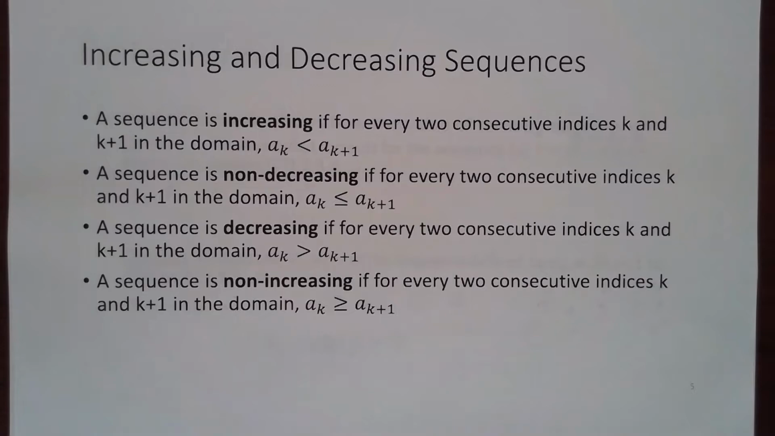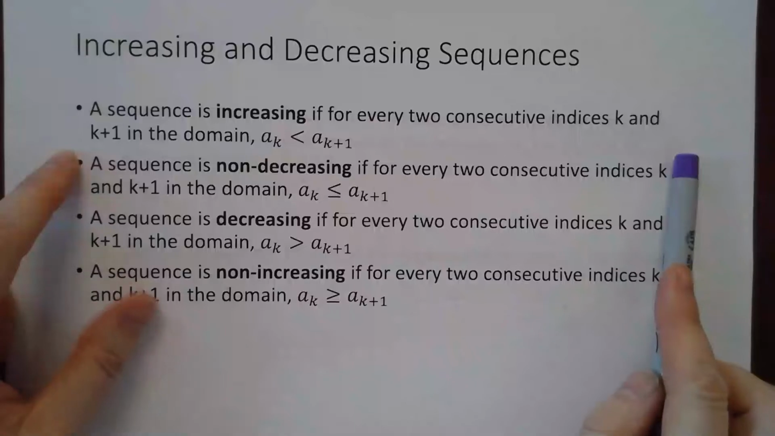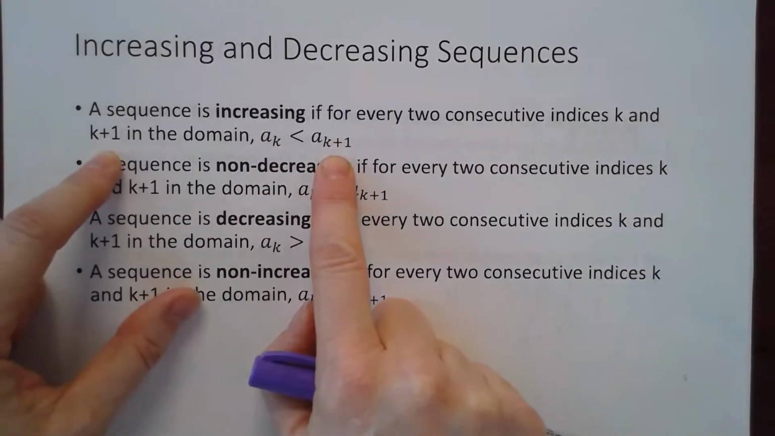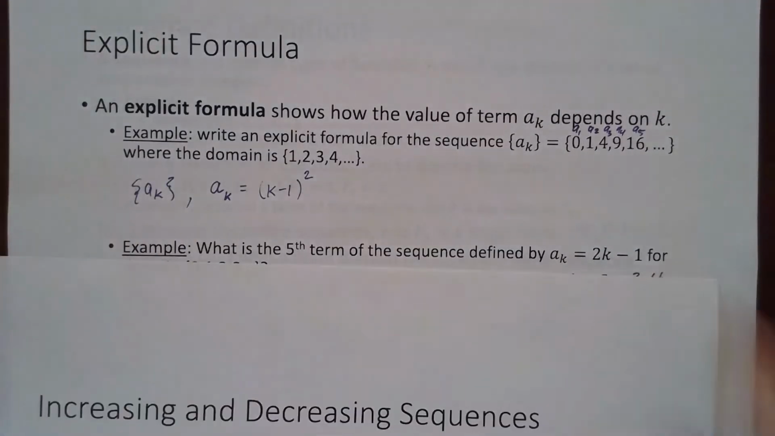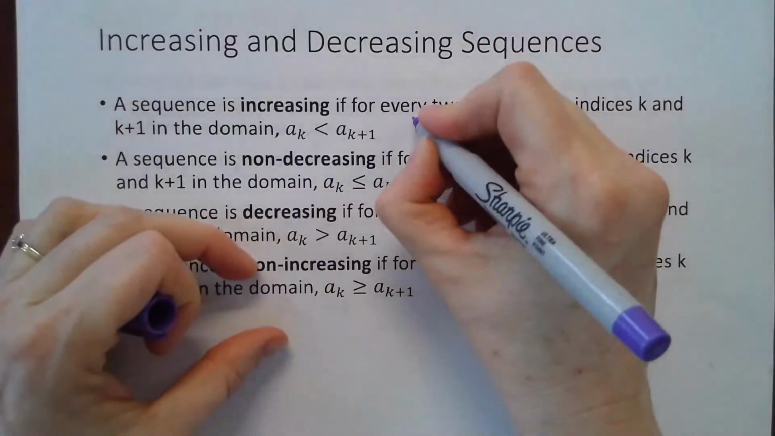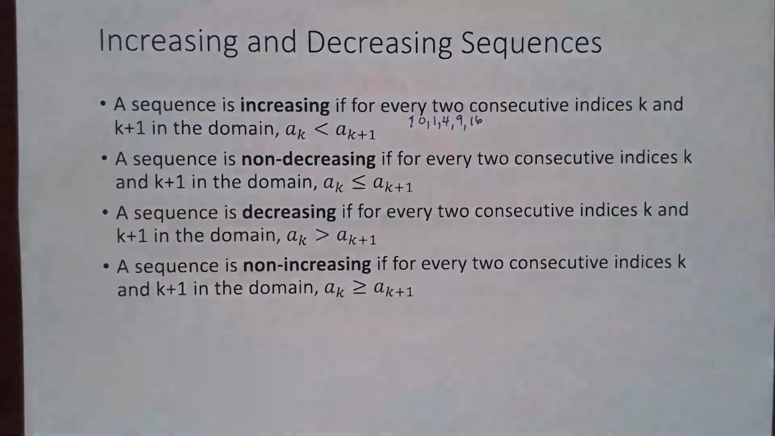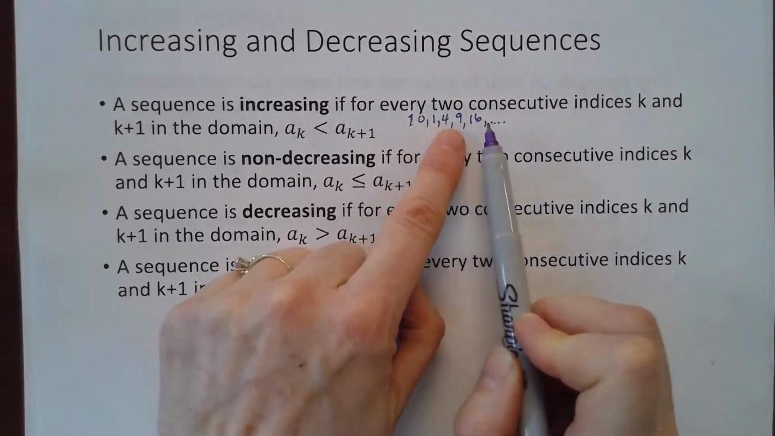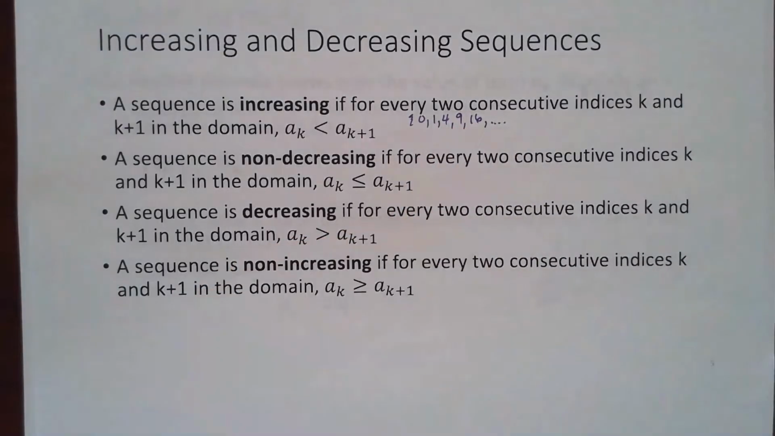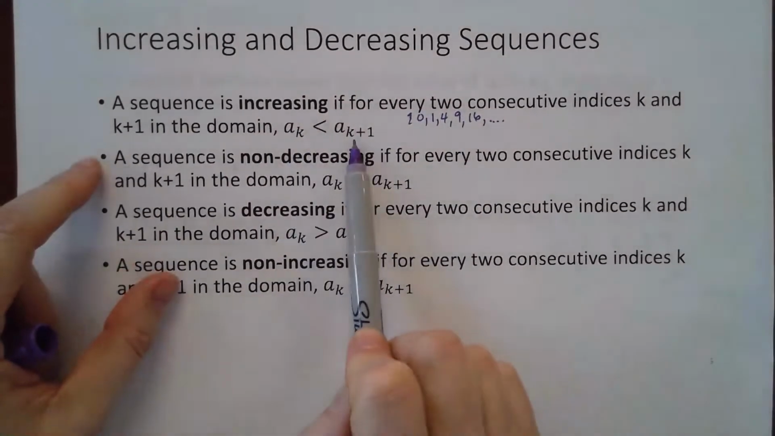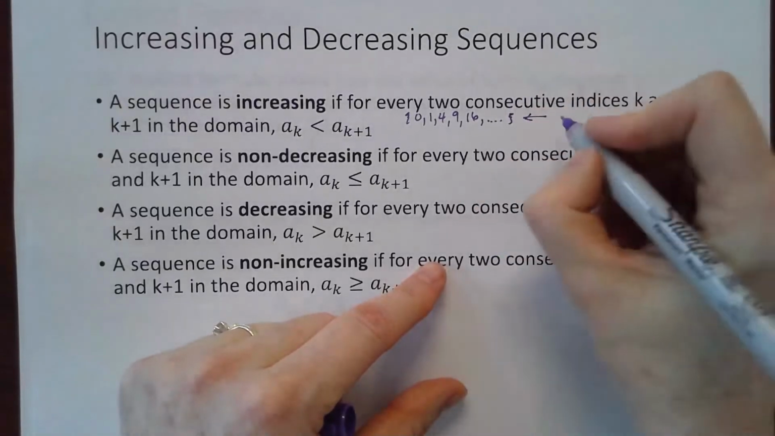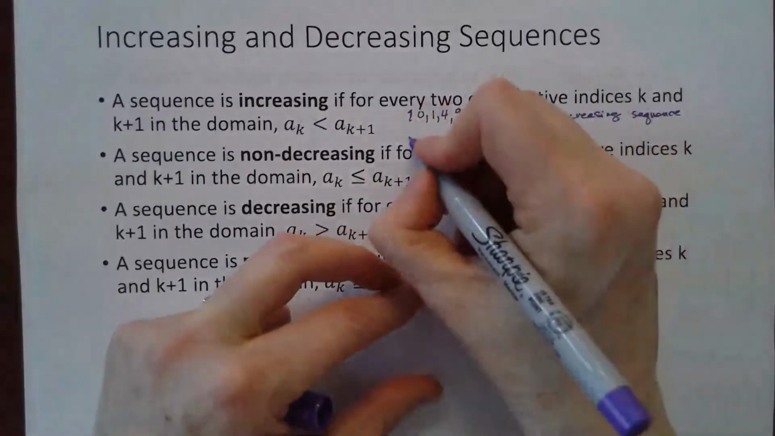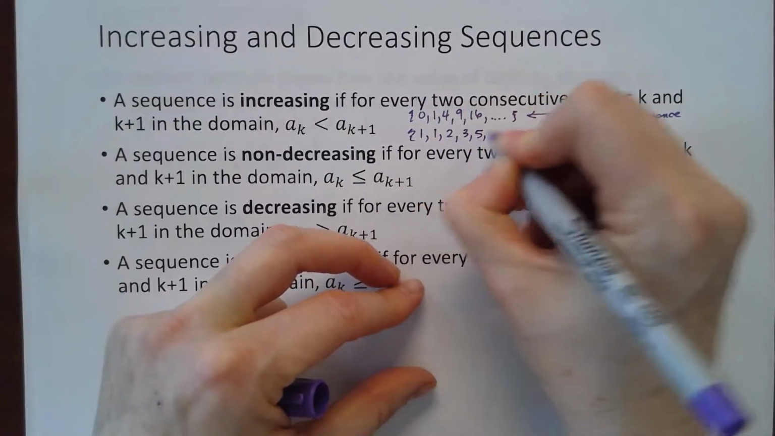Okay, so an increasing sequence is if you look at the sequence, and anytime you have two consecutive indices, k and k plus 1, the kth term is always strictly less than the k plus first term. So, for example, if we go back to this one, the 0, 1, 4, 9, 16, whenever I look at any two consecutive terms, 0 is less than 1, 1 is less than 4, 4 is less than 9, 9 is less than 16, 16 is less than 25, and you can imagine as it goes on, any two consecutive terms that I pick, the first one is always going to be less than the one after it. So this is an example of an increasing sequence.